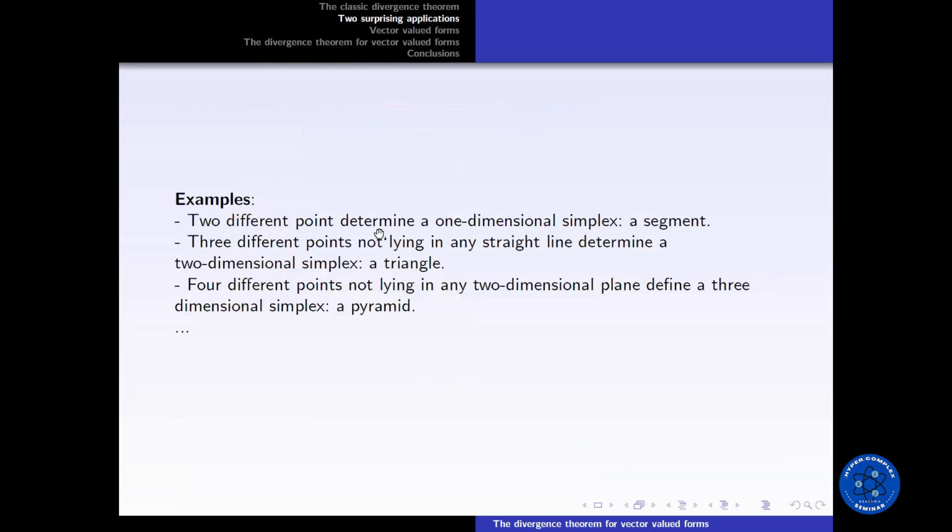Examples: 2 different points determine a 1-dimensional simplex, namely a segment. 3 different points not lying on a straight line determine a 2-dimensional simplex, a triangle. 4 different points not lying on a 2-dimensional plane define a 3-dimensional simplex, a pyramid, and so on and so on.